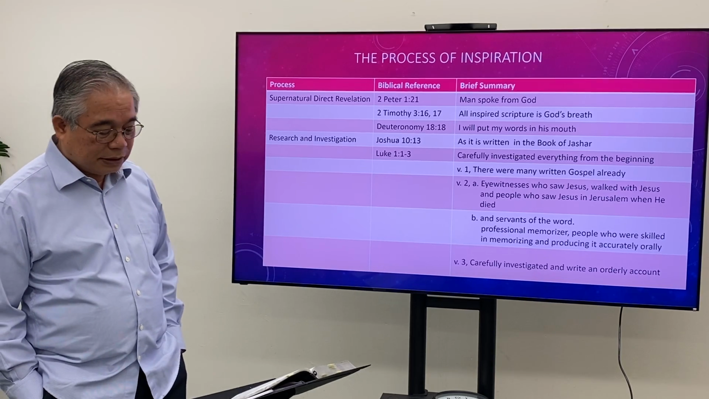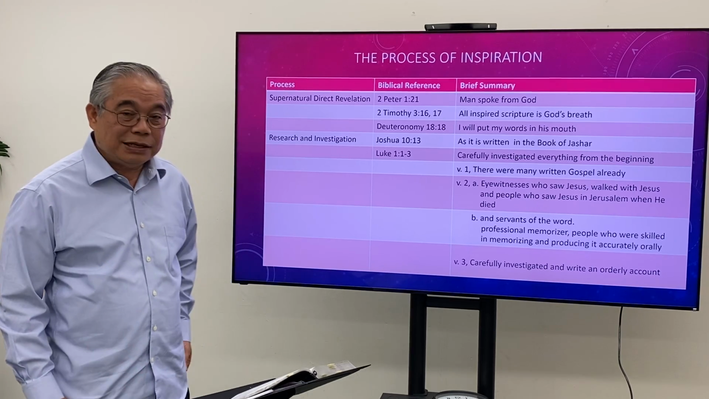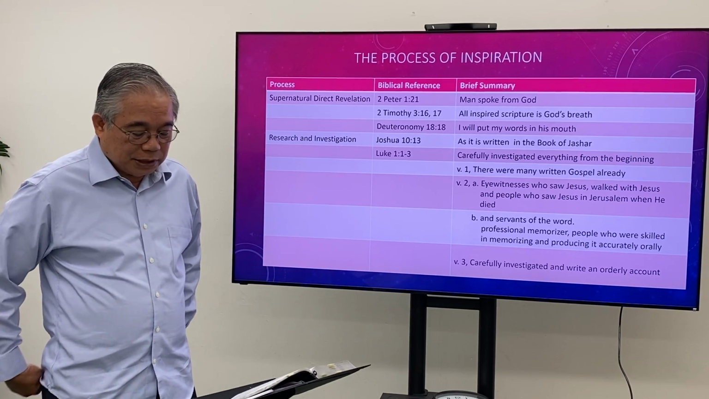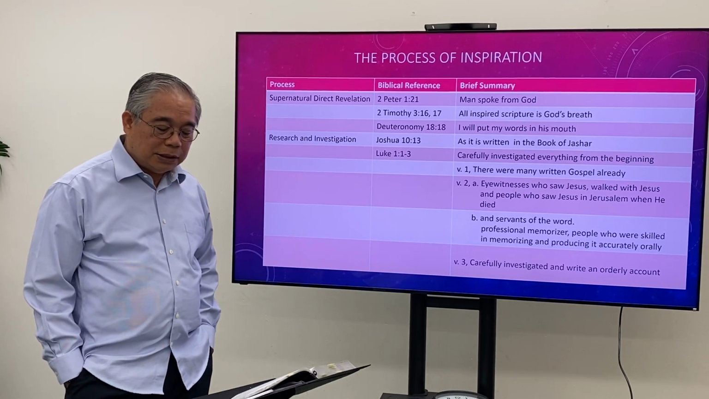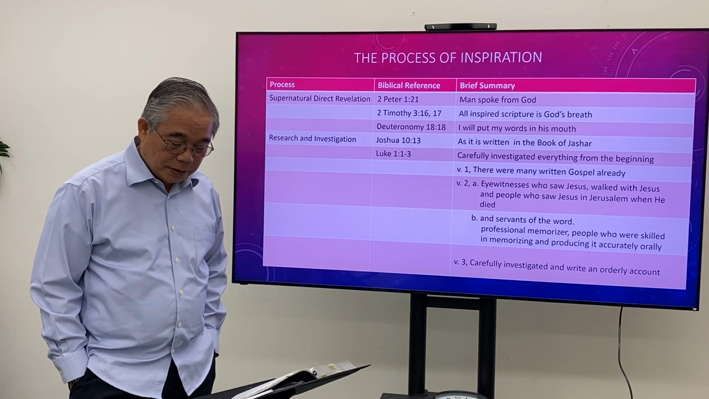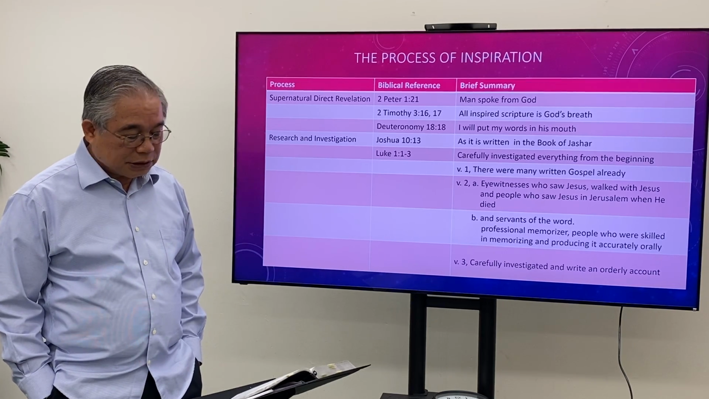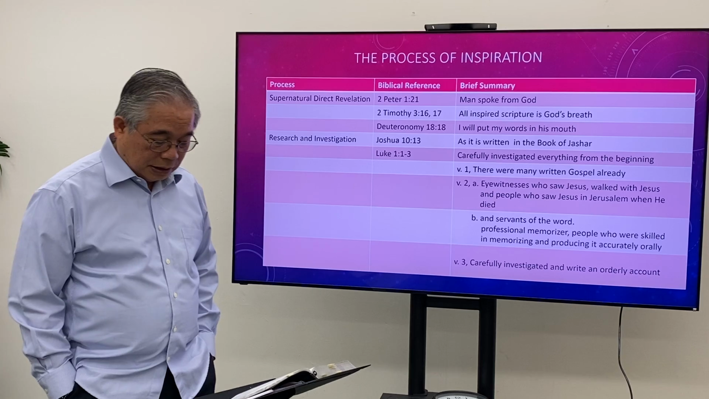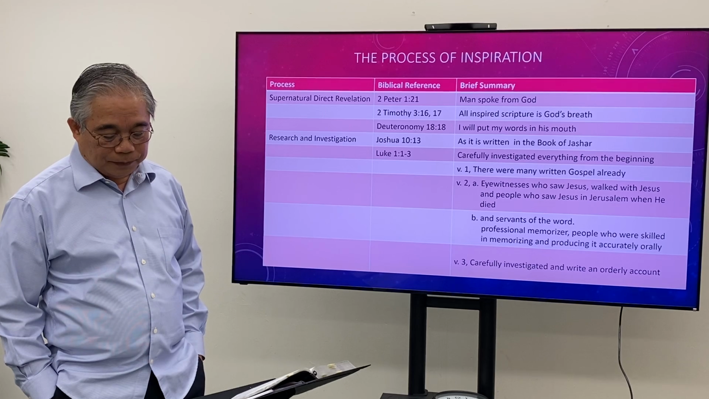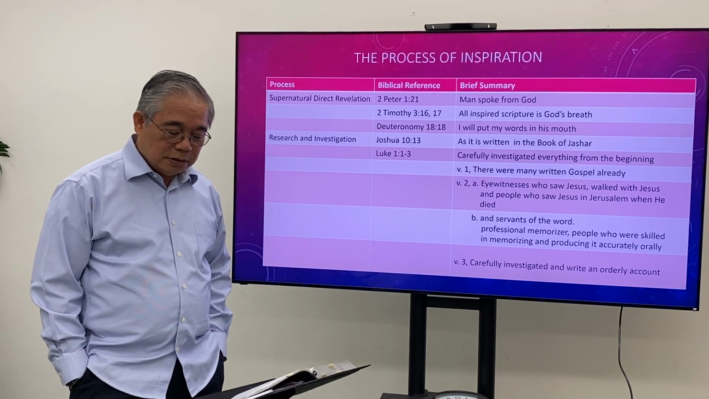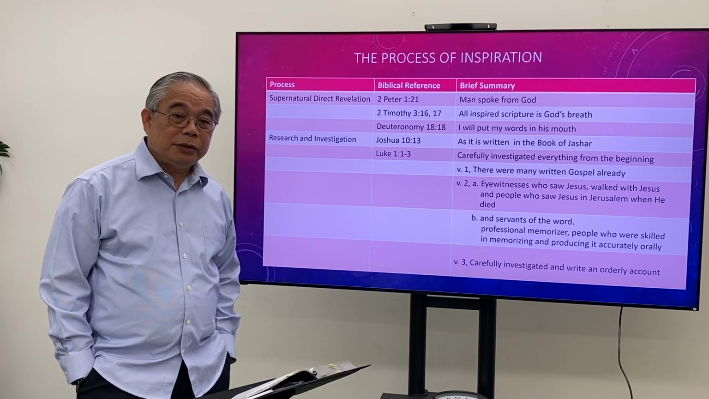Minister of the word here means there were some professional memorizers, people who were skilled in memorizing and reproducing information accurately. So Luke took down this information carefully, an orderly account, and he did his research. These verses in Luke indicate that God did not inspire by dictating. But Luke's writing, the book of Luke, became part of the New Testament.